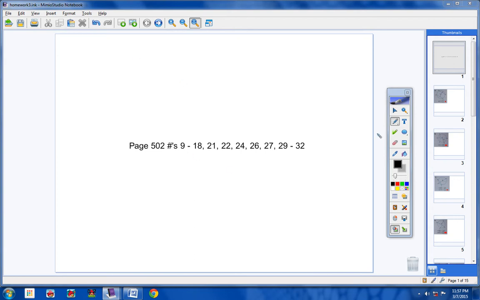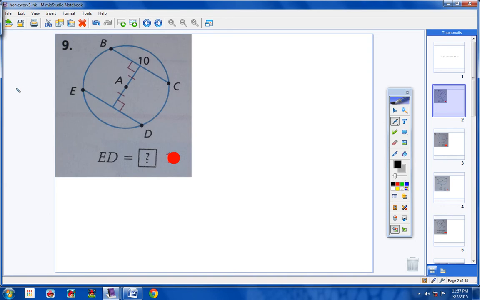Let's go ahead and get started with these problems. Numbers 9 through 12, the directions say to find the indicated measure for circle A. So here we go. Let's take a look first of all at number 9. Let's find the measurement of ED.